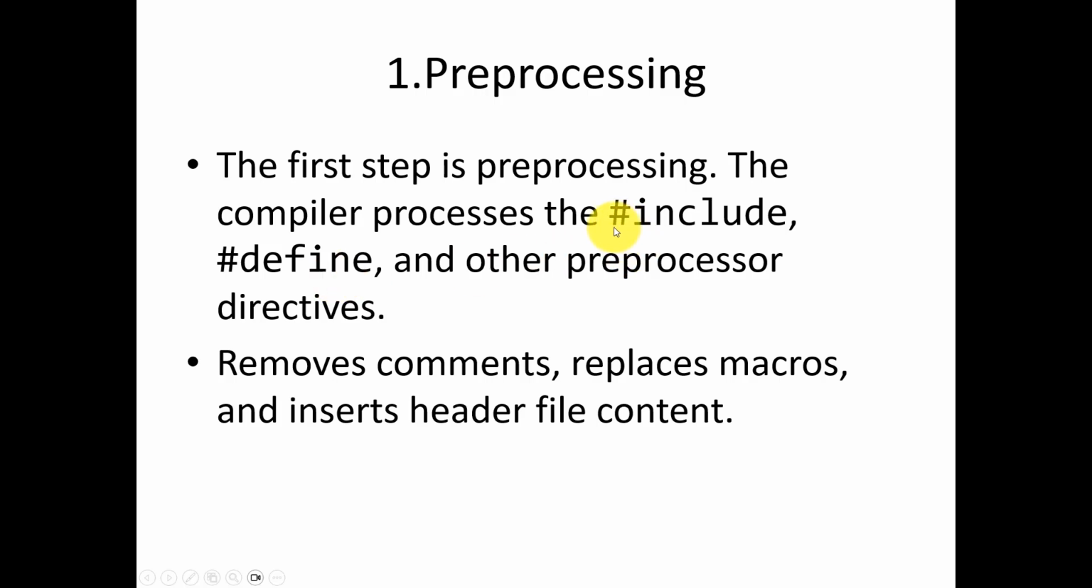When you see this symbol, hashtag, at the beginning of statements or code lines, that means you have preprocessor directives. This include directive will insert a header file from the standard library. This define directive lets you define macros. What the preprocessing will do is remove the comments, replace the macros, and insert the content of the header file.